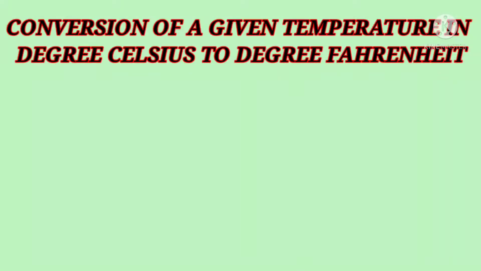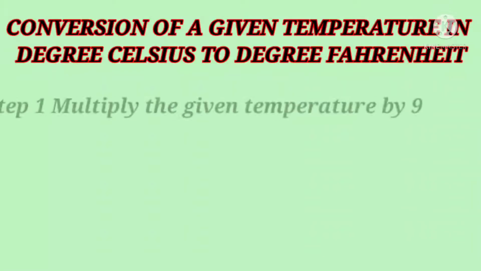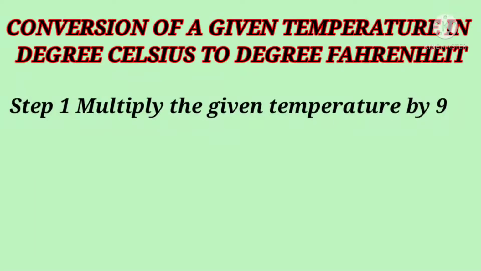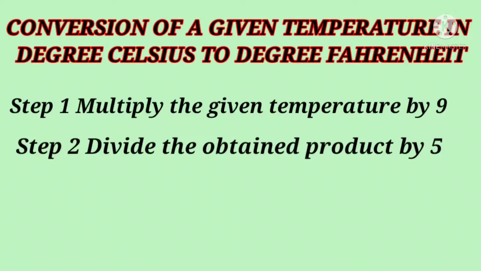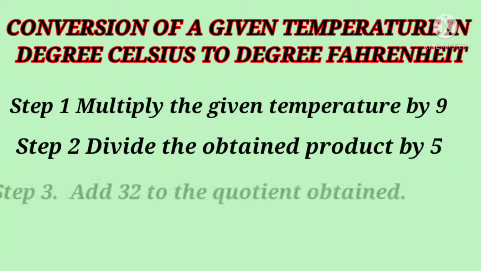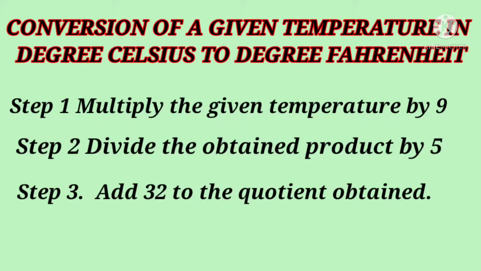First we will understand how to convert a given temperature in degrees Celsius to degrees Fahrenheit. To convert a given temperature in degrees Celsius to degrees Fahrenheit, we follow the following steps. First step, we multiply the given temperature by 9. Second step, we divide the product by 5. And last step, we add 32 to the obtained quotient.